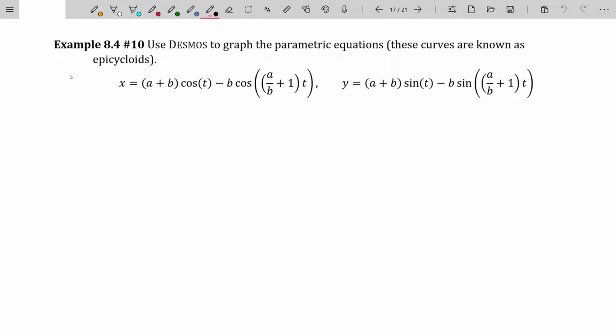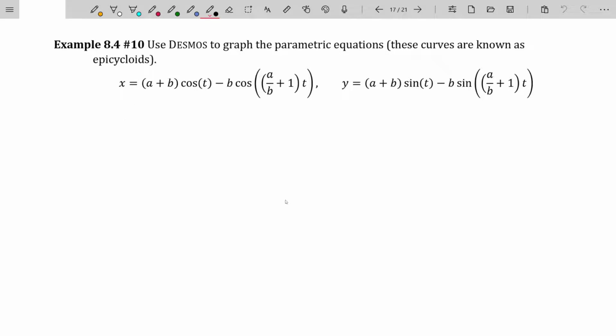This next example is a set of curves known as epicycloids. And you can see it's very, very weird looking, right? You have a quantity a plus b times a cosine of t minus b times a cosine of quantity a over b plus 1 times t for x, and so on and so forth. This is something you definitely would not want to graph by hand, but let's go ahead and showcase again how we graph these by hand.